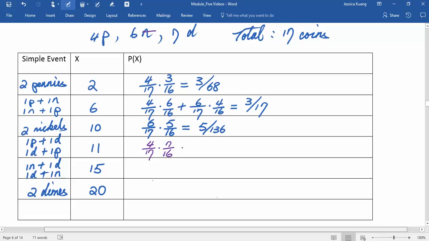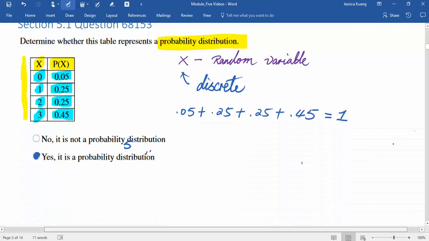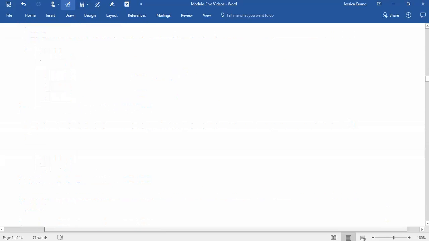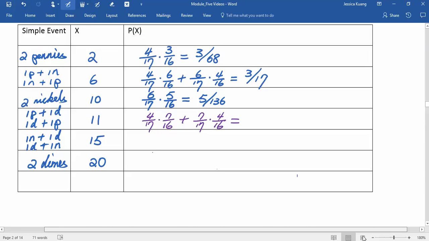Another scenario is I get a dime first. So 7 over 17 times 4 over 16. Simplify this fraction. That will give me 7 over 34.